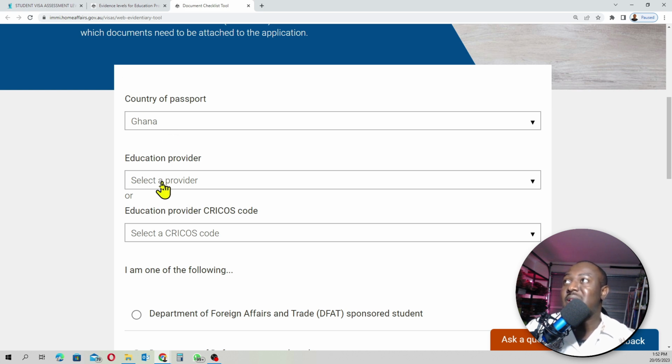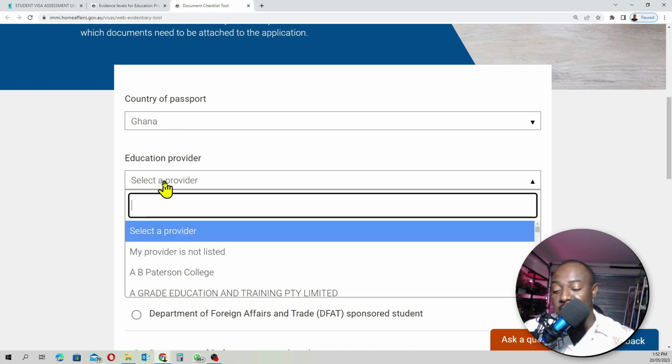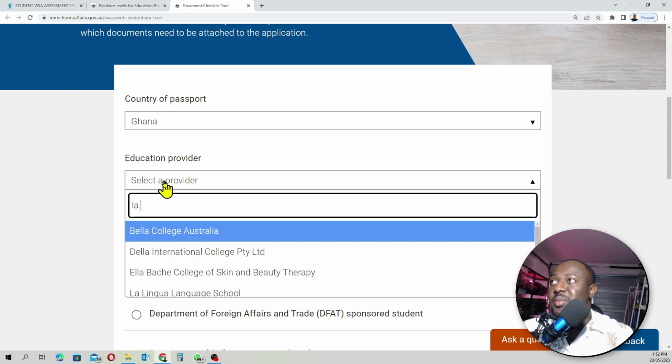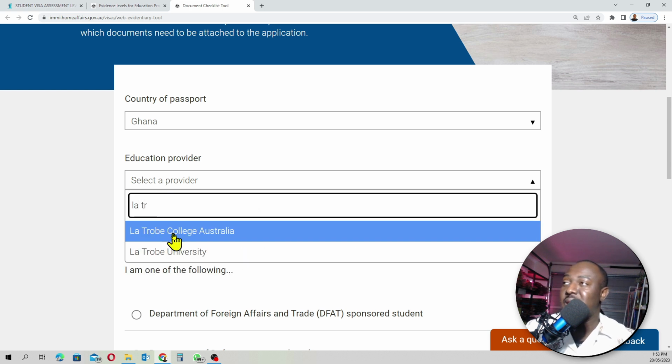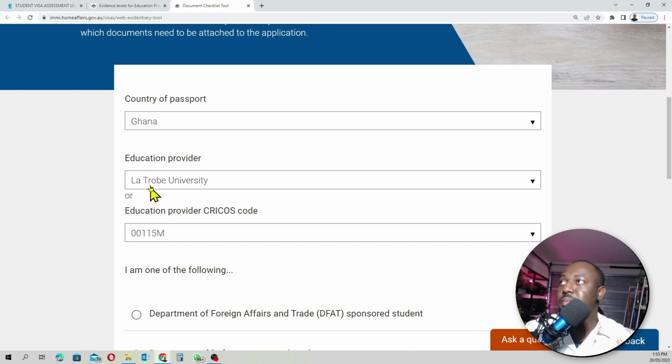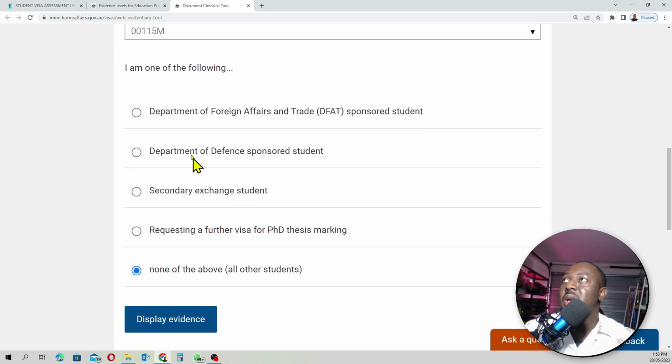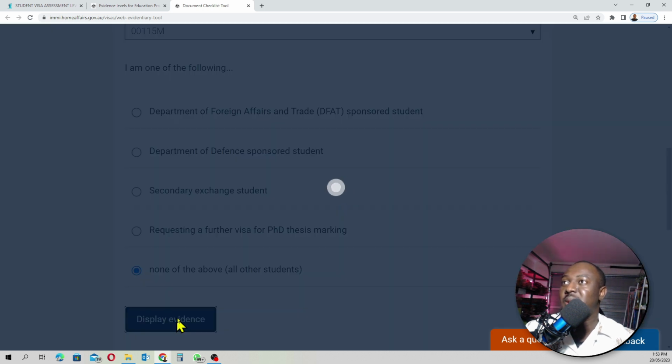Okay, so you select Ghana. Let's say we want to study at La Trobe. I'm saying La Trobe because my brother actually studied at La Trobe. Okay, so La Trobe University. I'm not going to touch this. I am one of the following: Department of Defence sponsored students, nope. Secondary exchange students, nope. Requesting a further visa for PhD thesis, no. So I'll just select the last one. Okay, then I'll just go display evidence.